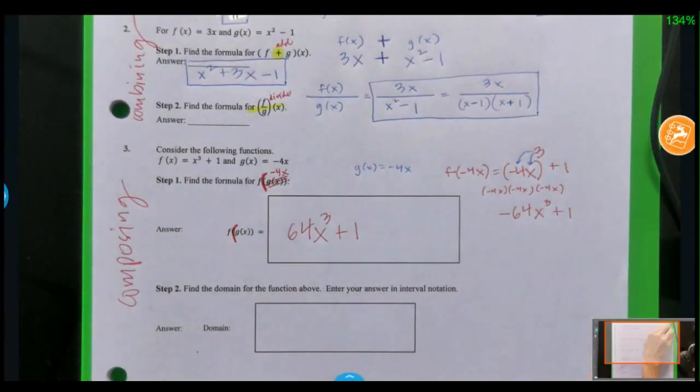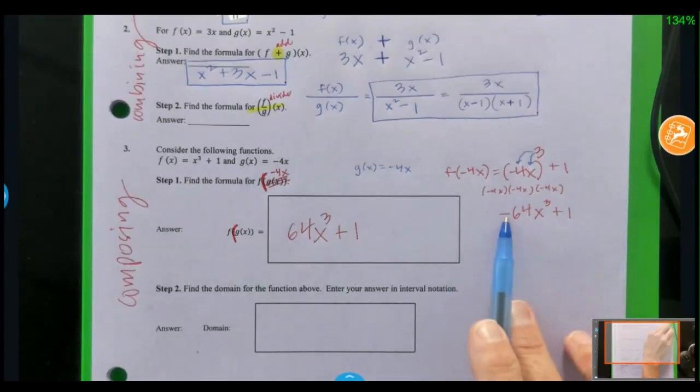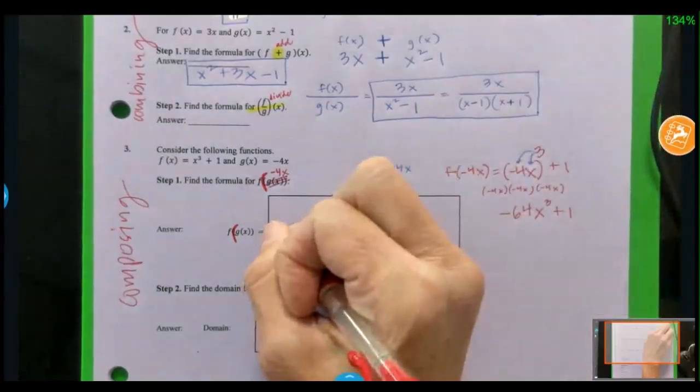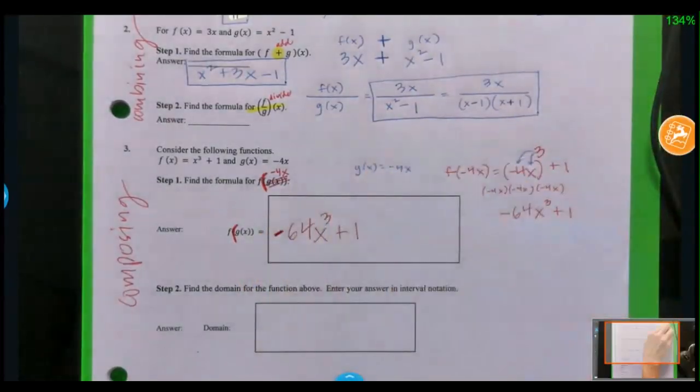Does it need to be negative here? In the box? Oh, yes. Thank you. Sorry. Negative, negative, negative, negative. That's crucial. Sorry, my fault.